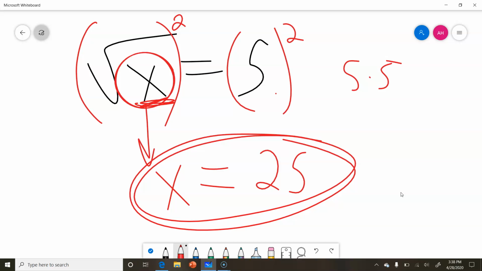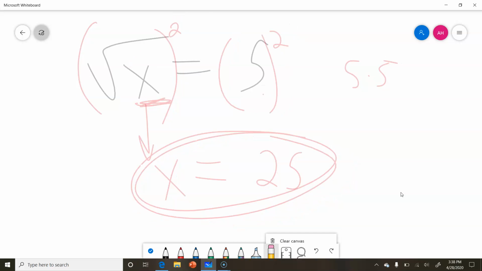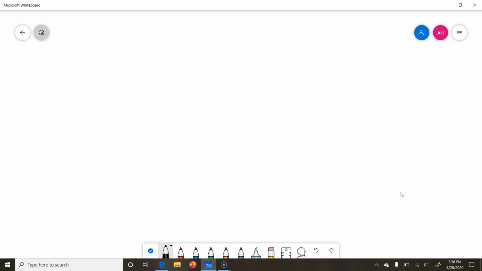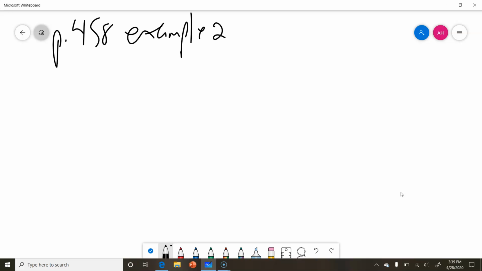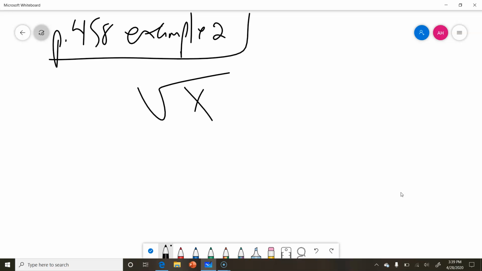I believe in you. Now, this is where one of the interesting things in this lesson comes in. This is on page 458, and this is example 2, okay? So this is example 2, and it's this. We have the square root of x equals negative 8. Okay, now let's do the same thing.